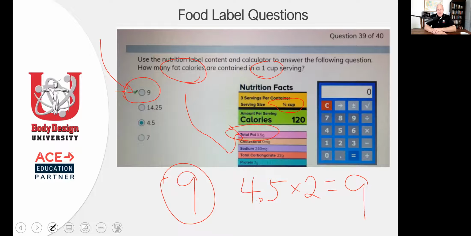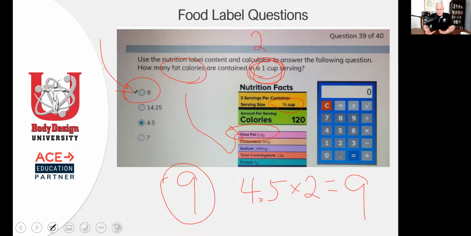Now, again, why he got this wrong, it could be that he just took a half and probably didn't realize they were asking for 1 cup. By the way, if you want to practice this, just change up some of the numbers. Don't use 1 cup serving. Use, I don't know, a 2 cup serving. What if it said how many fat calories are contained in a 2 cup serving? What would the answer be then? To go from half a cup to 2, you'd have to multiply by 4. So now you're at 18, if that's how you wanted to do it. So I hope that makes sense.